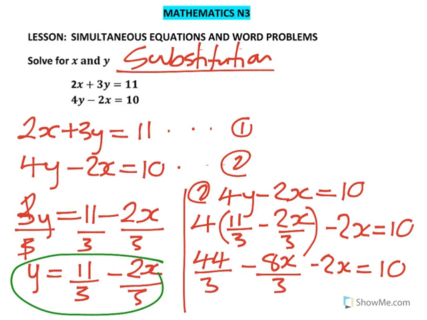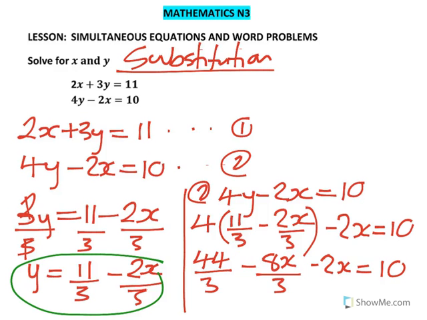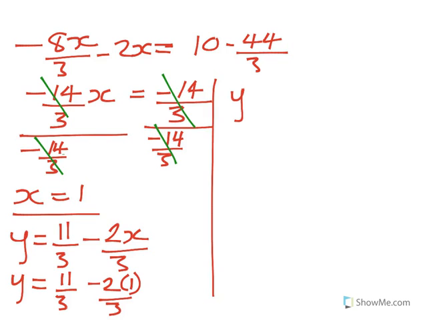Now remember, you have got the value of y, and y is equal to 11 over 3 minus 2x over 3. And you know the value of x is equal to 1. So you have got y is equal to 11 over 3 minus 1 over 3. If you simplify it, you are going to get y is equal to 3.